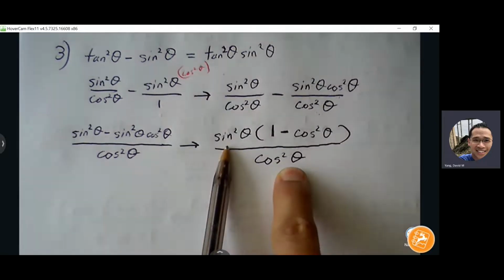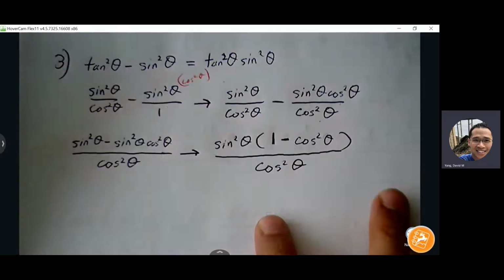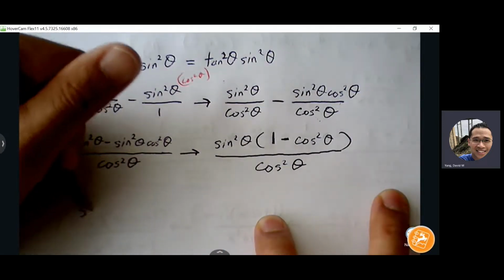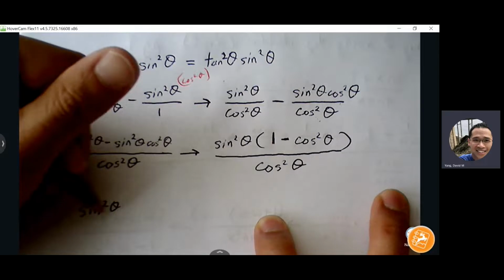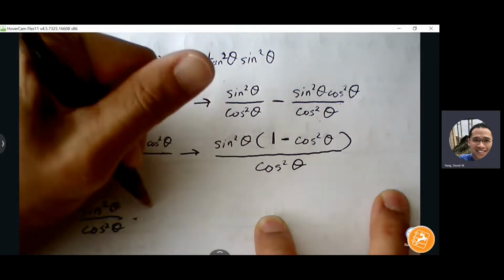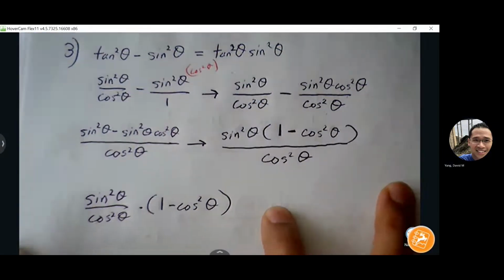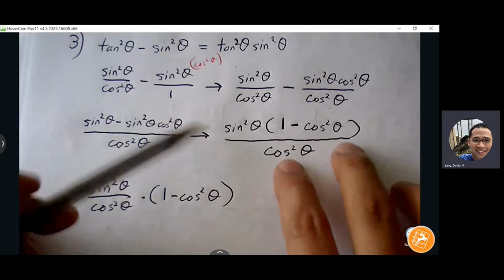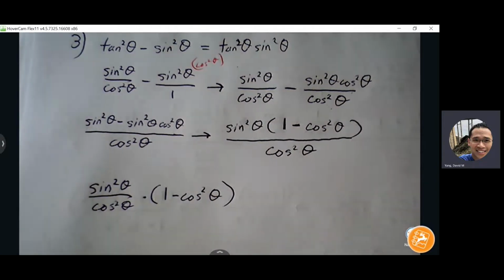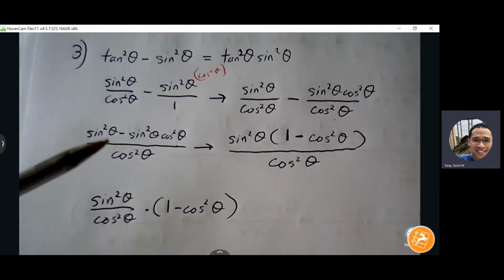So let me write it this way, because what if I did this? What if I split this up into multiple fractions? Is it the same thing as sine squared theta over cosine squared theta times 1 minus cosine squared theta? If I think of it, I'm just moving things around, and if I move things around, I haven't changed anything. I just try to group things a little differently.